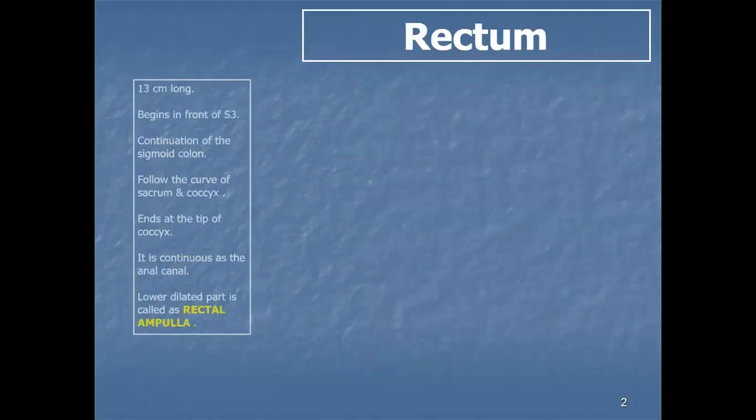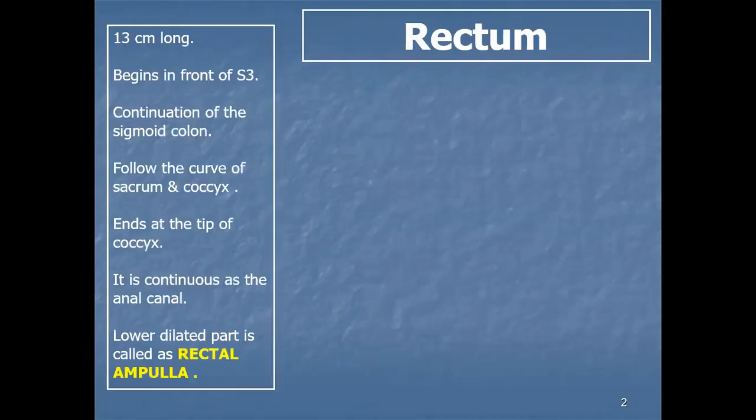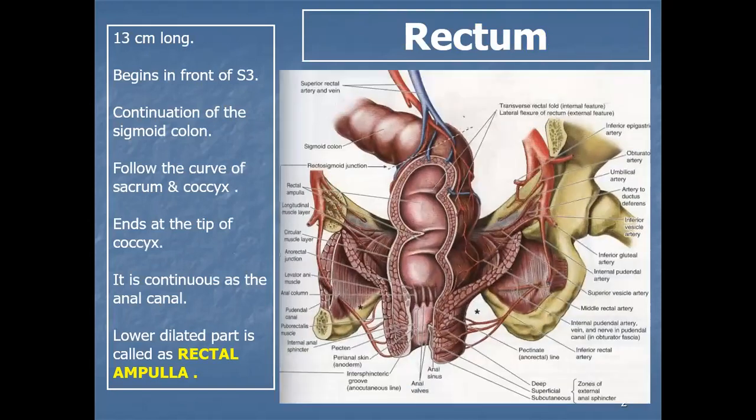So the rectum is a 13 centimeter long tube. Okay, this is how it looks. It begins from S3 where the sigmoid colon ends. There is the sigmoid colon. Then at S3 level, it will continue as the rectum. So this is called the recto-sigmoid junction. So it begins from S3, as a continuation of the sigmoid colon.